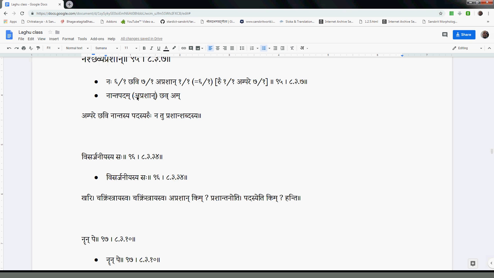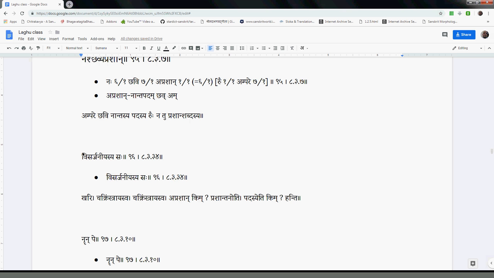Aprashan nanta padam. That's how it should be. That is followed by chav, which is in turn followed by ampare. In that situation, the nakara of the nanta pada will take ru. So ampare chavi nantasya padasya ru bhavati na tu prashan shabdasya. Prashan shabdasya nakarantasya ru adesha na bhavati.